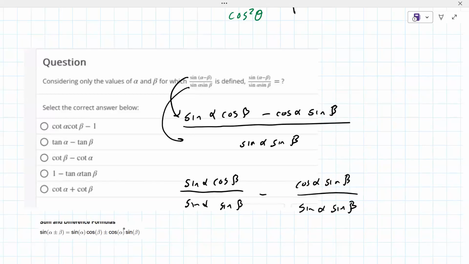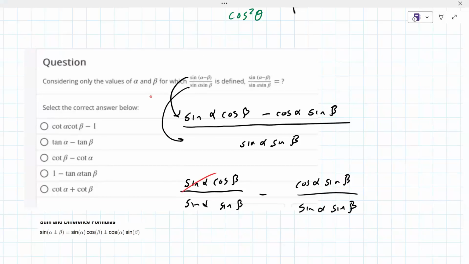Can you just pause for a second? So the first part you said is sine alpha times cosine beta, but where did you get that from? Right down here, the sum and difference formulas. Oh, okay. So that's just the formula you have on top. Yep. It's the expansion of sine alpha minus beta: sine A times cosine B minus cosine A times sine B, all over the same denominator, sine A times sine B. Okay, got it. I see where you're at.